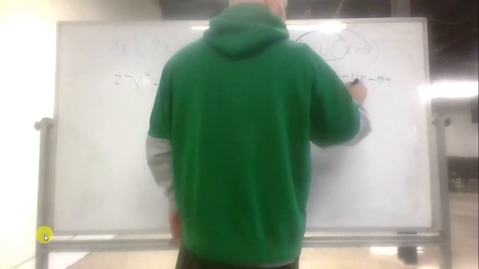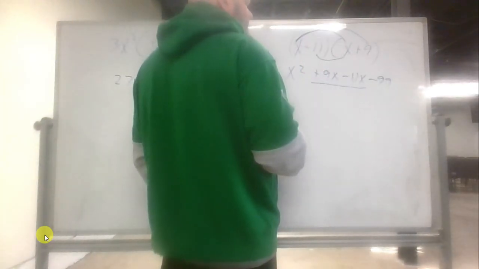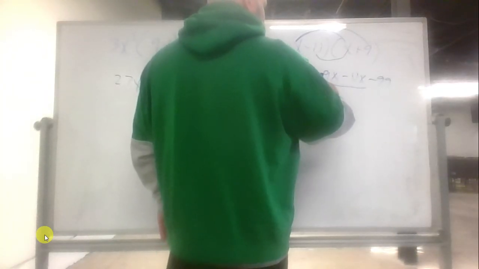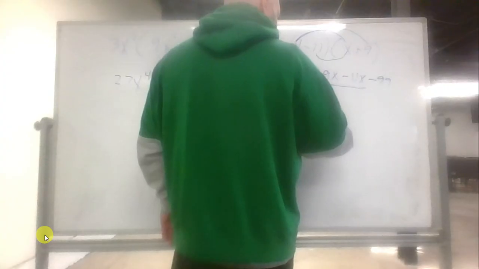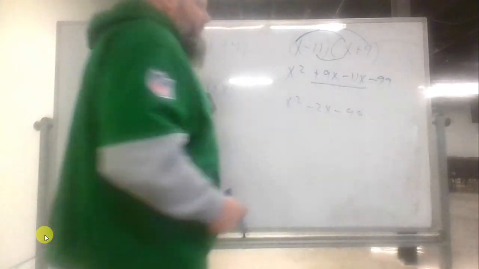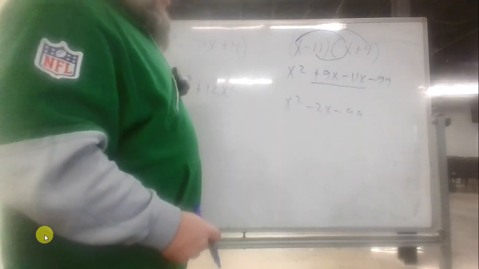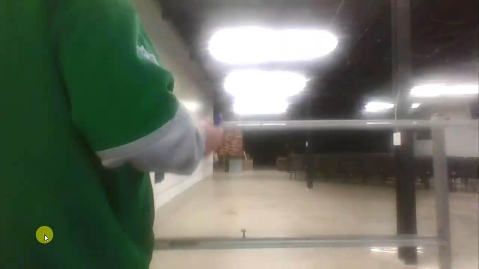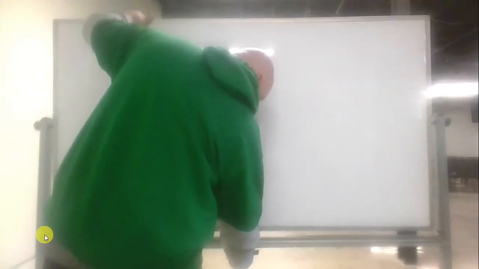Now, if you look, your two middle pieces, you can combine them. So we have x squared, 9x minus 11x is negative 2x, minus 99. Hopefully you guys remember that from your high school algebra class. If not, here's a nice little refresher. Let's look at one more. It's going to be a little bit more complicated. Can't make it too easy on you guys.